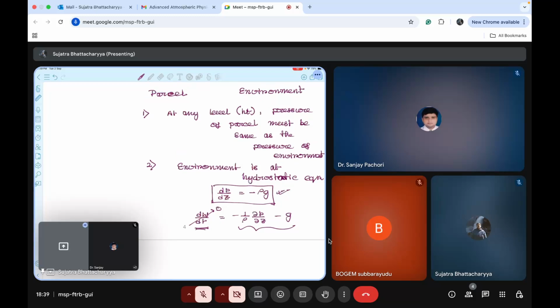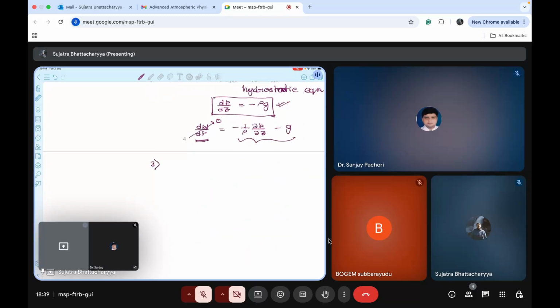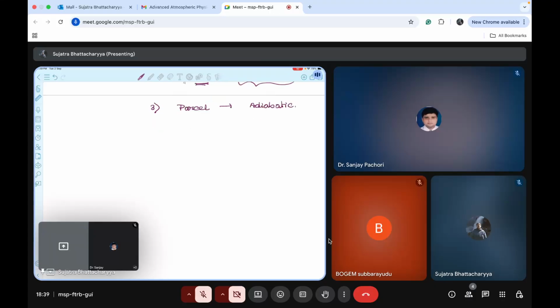The third assumption is that the parcel is adiabatic. The processes happening in the parcel are always adiabatic. These are the assumptions which we must know. Based on these assumptions, we will try to see the stability part. Fine, let's do that.